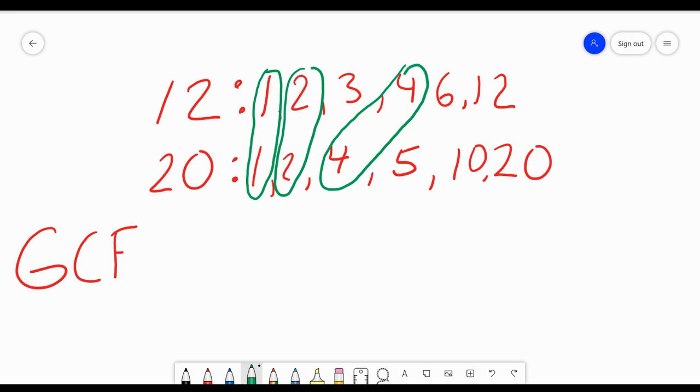So we want to know the greatest. That's where the G comes in over here. So what is the greatest common factor? What is the greatest shared number between the two factor lists? That would be 4. So our answer for number 1, if we were writing down the GCF, would be 4. That is what GCF means, greatest common factor. So make sure you have that down.